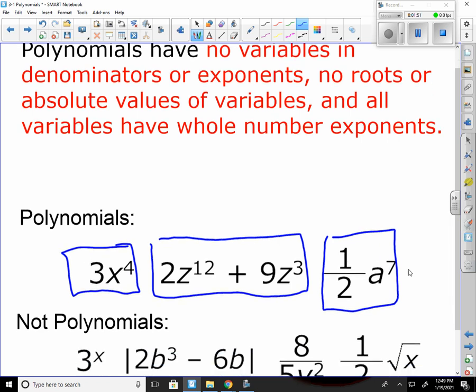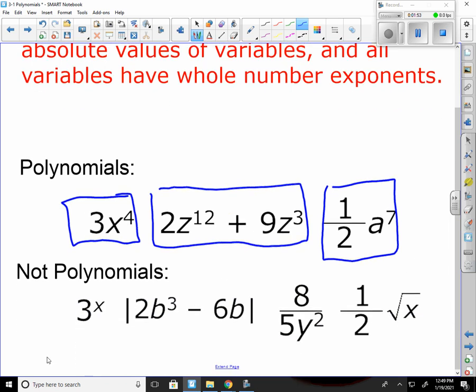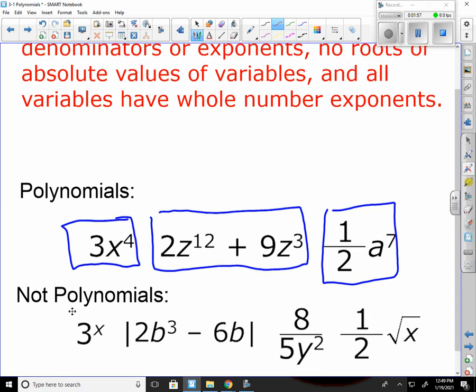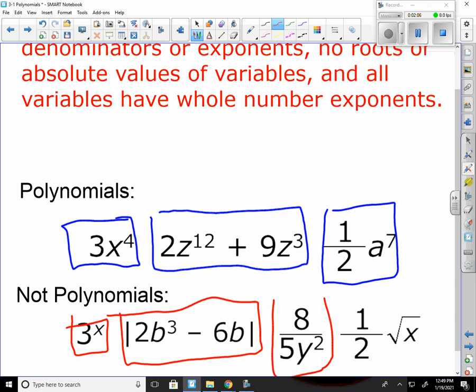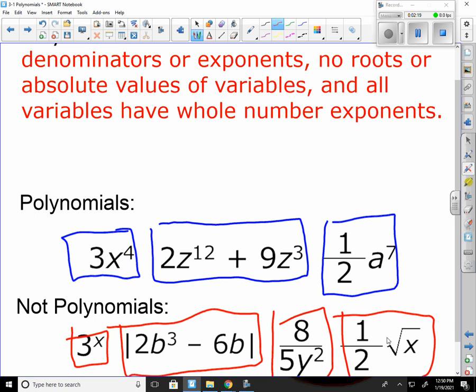Some examples of things that aren't polynomials would be ones like 3 to the x, an absolute value of something, which makes it not a polynomial, 8 over 5y squared because the variable's in the denominator, or 1/2 square root of x because I'm taking the square root of x. So that automatically makes it not a polynomial.